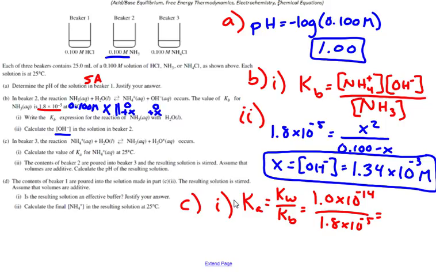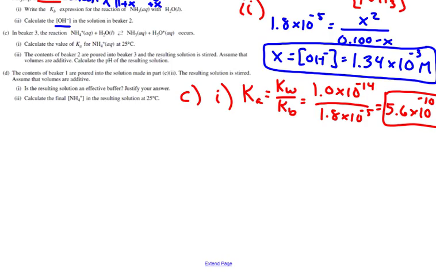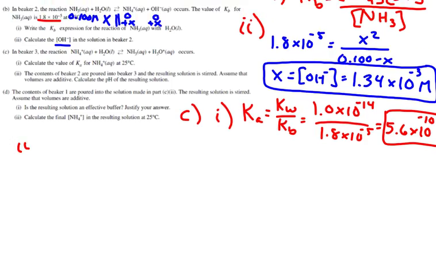And we've done this one a lot. Now I can't remember what it is. 5.6 times 10 to the negative 10th, I meant. Good. All right, so there I am, and that's probably 1 point. That's part I. Now let's talk about part II.